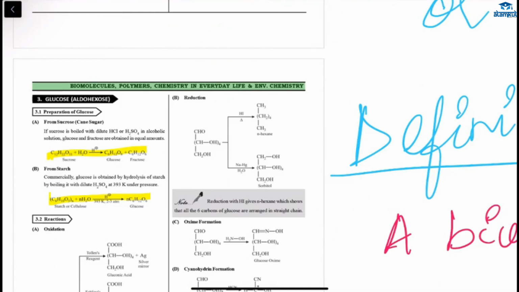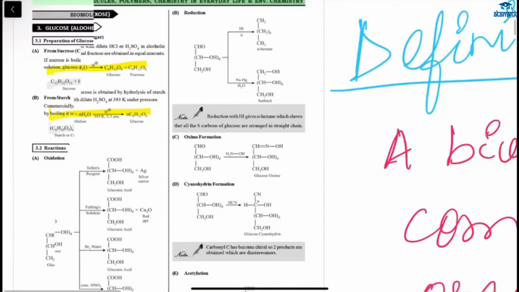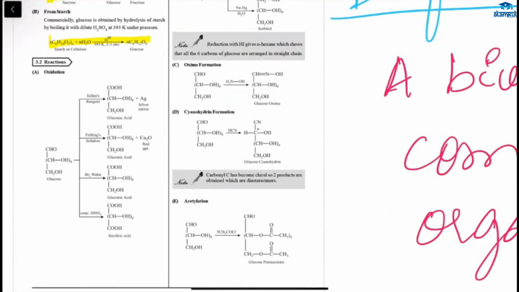And from hydrolyzing them in the presence of dilute H2SO4 or HCl, you can form a large number of glucose molecules. Then the reactions. But before the reactions, yes.